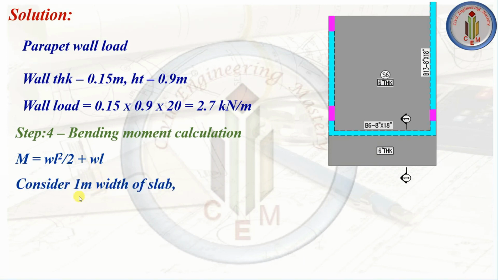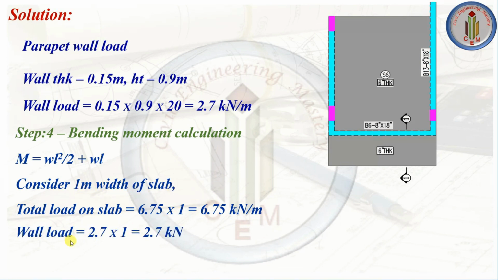So for that, W into L we need to take. For the slab, we are considering 1 meter width of slab, and then we calculate the load accordingly. So 6.75 is the total load coming on the slab, which we are converting into kilonewton per meter, since we are considering 1 meter width of slab. And the wall load we are also calculating for 1 meter width of slab, that is 2.7 kilonewton.